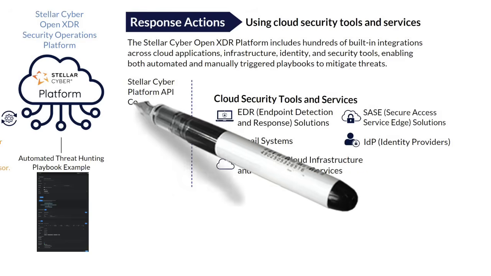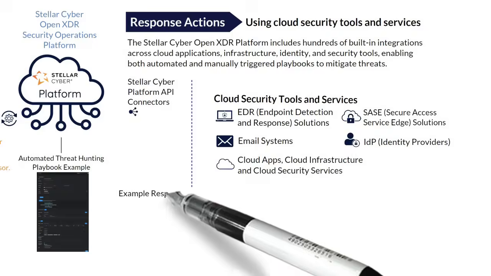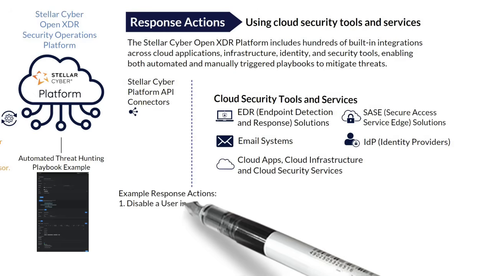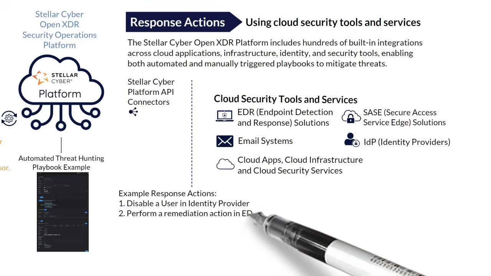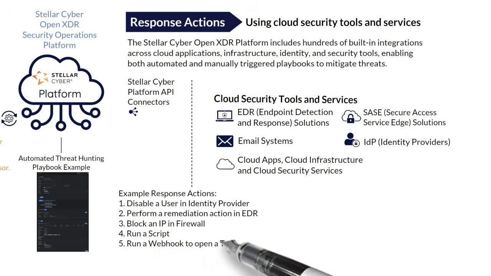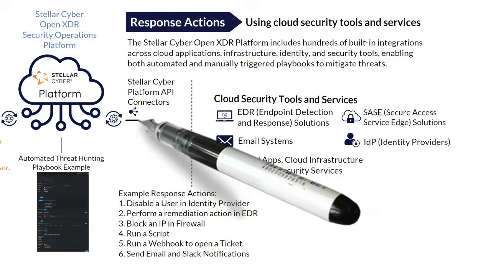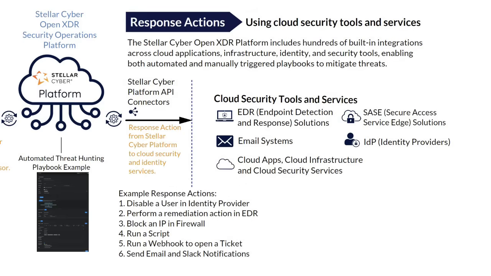Connectors used by Playbooks to access cloud services. Example response actions include disabling a user in an identity provider, performing a remediation action in an EDR solution, blocking an IP address in a firewall, running a script, running a webhook to open a ticket, and sending email and Slack notifications to alert your security team. When an ATH playbook triggers a cloud-based action, the Stellar Cyber platform uses its connector to deliver the response action to the appropriate cloud security or identity service for execution.